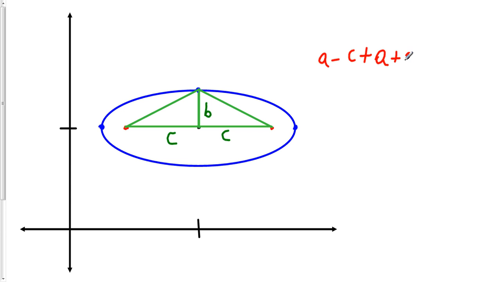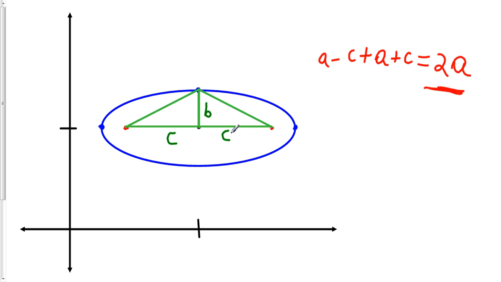So I add to that A plus C. This is the constant distance I get whenever I take any point on the ellipse and add up the distance from that point to each of the foci. That constant is 2a, which is really just the length of the major axis. So it turns out that 2a is that constant distance.